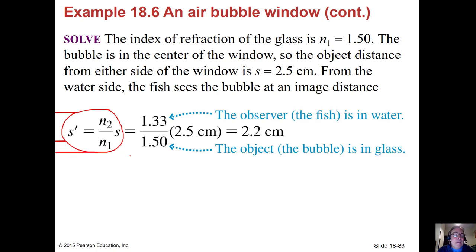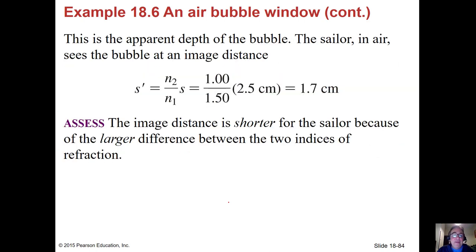This is the image distance for the fish, because this is the index of refraction of salt water. Okay, so you put the numbers in. To the fish, it seems like it's 2.2 centimeters from the surface to where it's located. And then to the sailor, use a different index of refraction, air, which is 1. Same formula, it's 1.7. Okay, good. So there's a bigger difference between air and glass than water and glass. So the sailor thinks it's even closer than the fish does. Okay, very good.